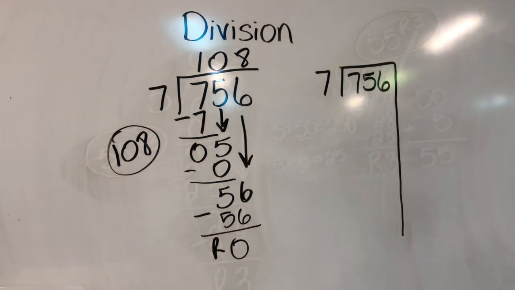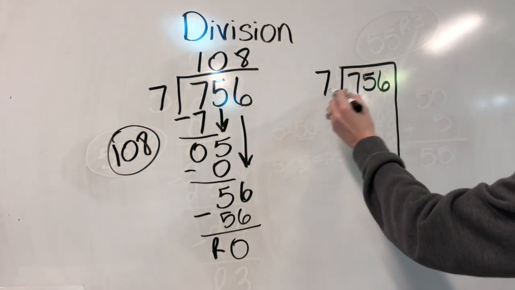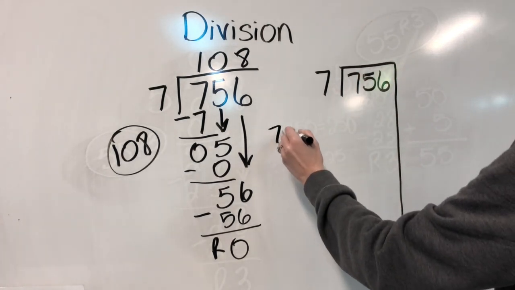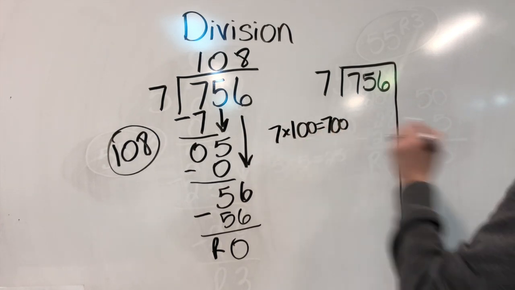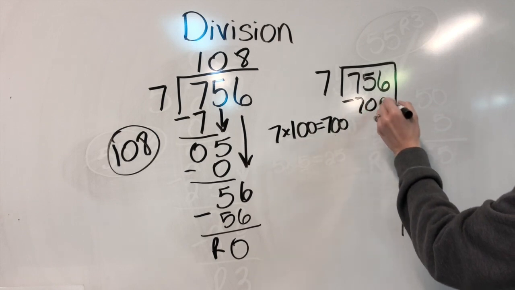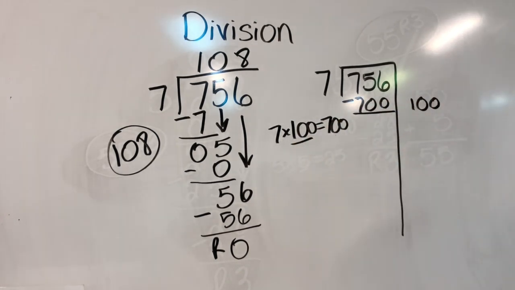Okay, we're going to try this with partial quotient. So this time we're going to think 7 times what gets close to 700. So 7 times 100 equals 700. So we take 700 and we subtract it. And we take that 100 and we put it off to the side.